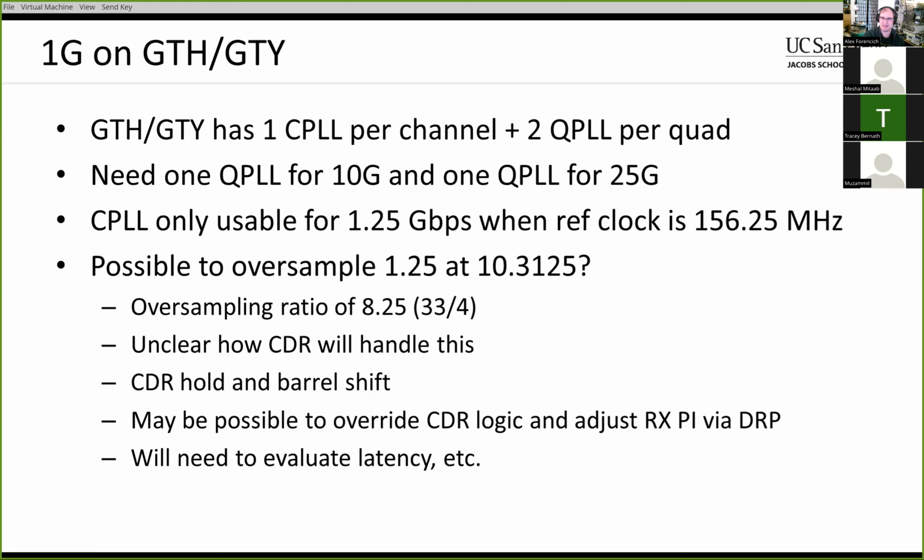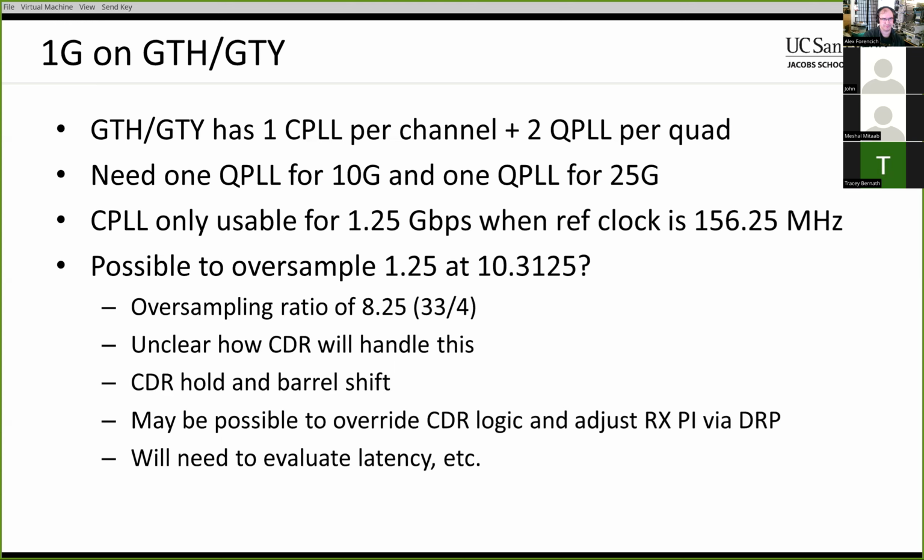One option, if the CDR is not going to work, is to basically put it in CDR hold mode and then effectively just recover the clock using barrel shifting, which in this case, I guess you wouldn't really be recovering the clock. It'd be more like recovering the data. So yeah, I don't know if that's necessarily going to work very well, at least in terms of getting White Rabbit working. But it also might be possible to override the CDR logic and adjust the RX phase interpolator via DRP. I think I found an app note talking about this.